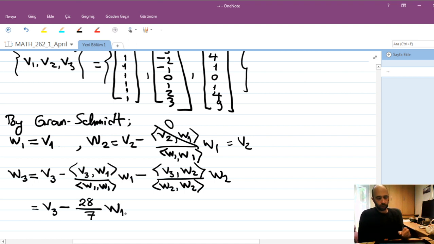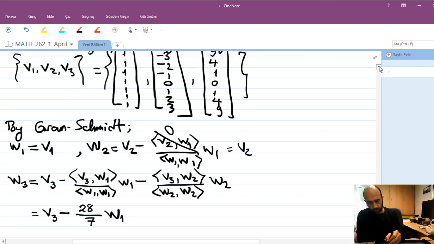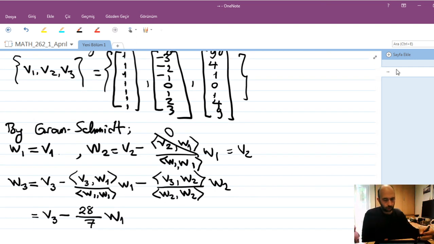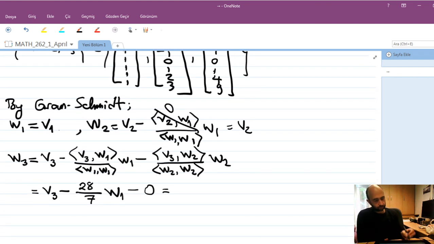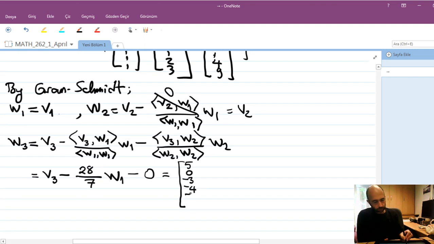Times W1. Now for V3 · W2, again, this fortunately gives 0. You have 9, 4, 1 and minus 3, minus 2, minus 1 here. But you have the positive ones 1, 4, 9 and 1, 2, 3 here, which cancel the negative ones. So this second thing is 0. So the final answer for W3 turns out to be the vector, again please check, 5, 0, minus 3, minus 4, minus 3, 0, 5.